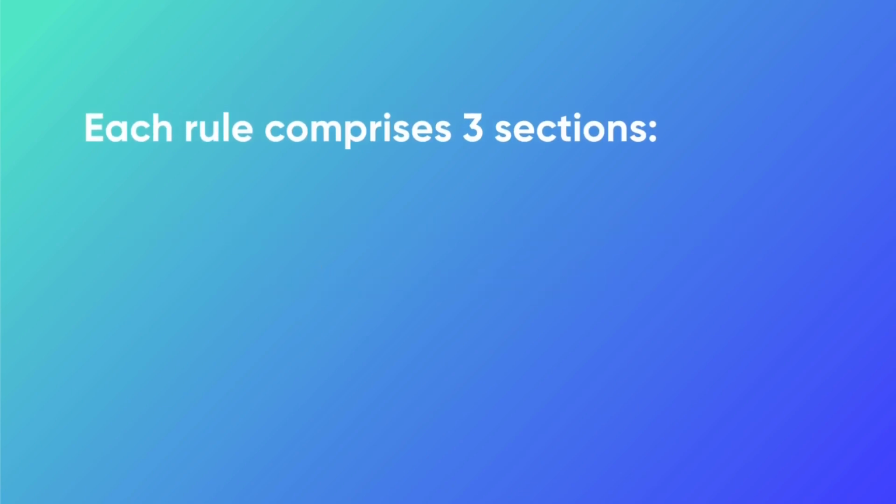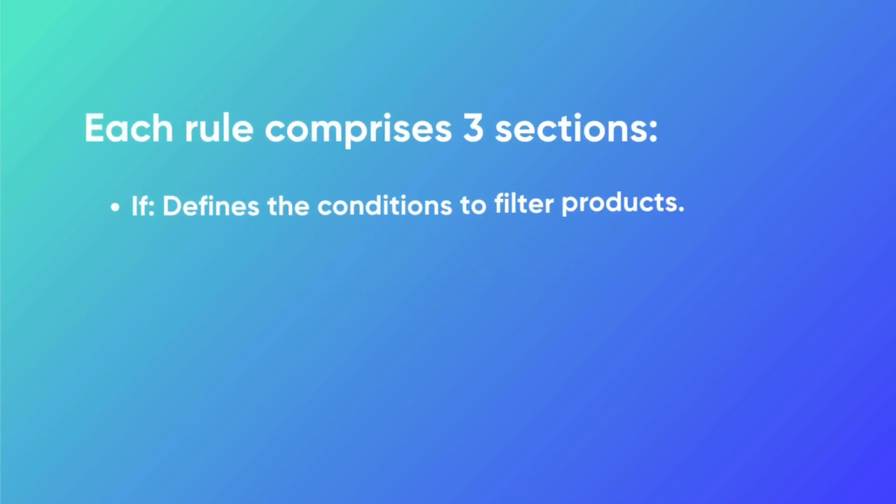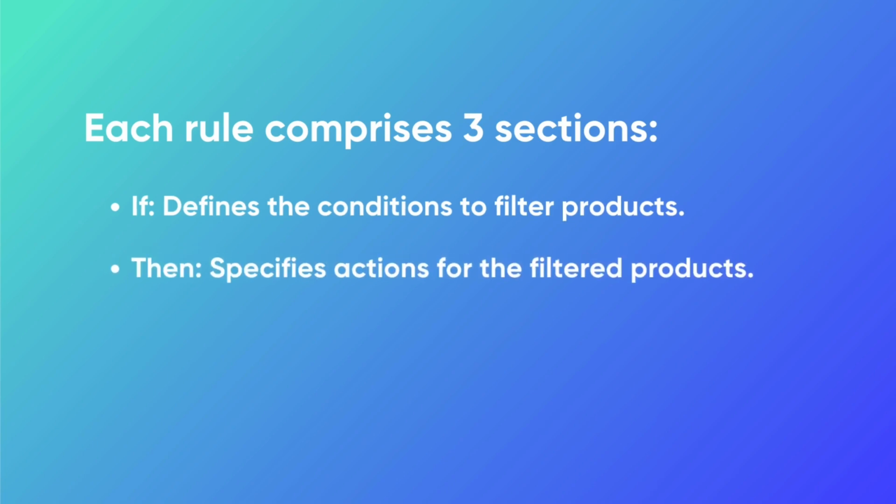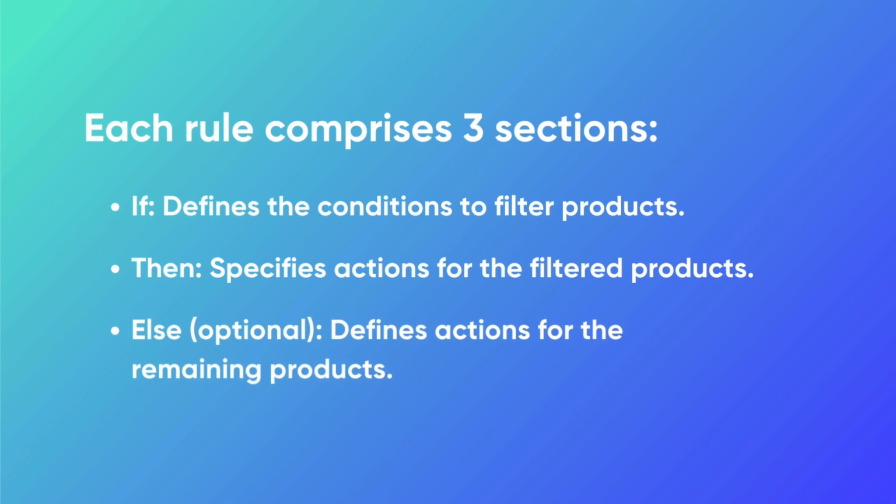Each rule comprises 3 sections. If defines the conditions to filter products. Then specifies actions for the filtered products. And else, an optional section, defines actions for the remaining products.